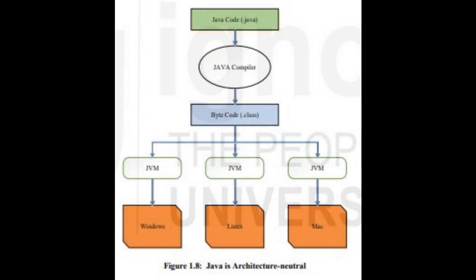Figure 1.8, Java is architecture neutral. Look at the screen. From Figure 1.8, it can be seen clearly why Java programming is architecture neutral. The only reason is its capability to generate the bytecode, which runs on any JVM.